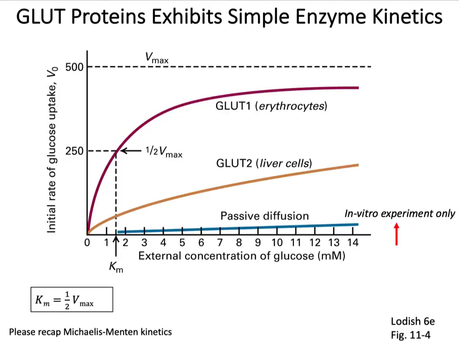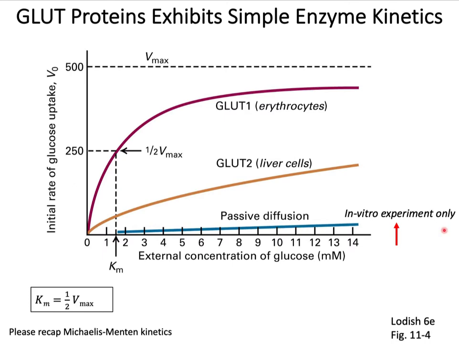Cellular uptake of glucose mediated by GLUT proteins exhibits simple enzyme kinetics. So here is what facilitated diffusion of glucose looks like compared to the passive diffusion of glucose across biological membranes. On the y-axis is the initial rate of glucose uptake, and on the x-axis you have the increasing concentration of glucose.